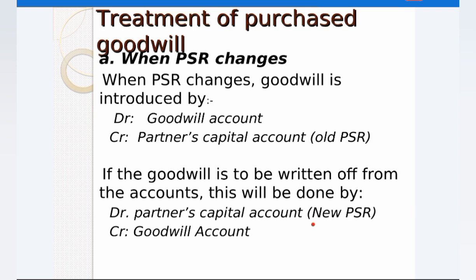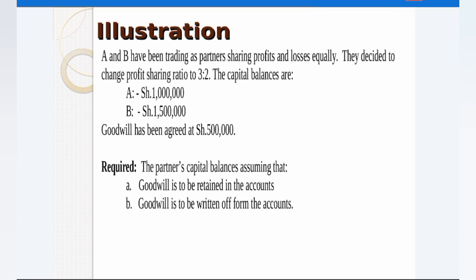So when you are introducing the goodwill, you use the old profit sharing ratio. When you are writing it off, then you use the new changed profit sharing ratio. That is why for the part that is to be written off, you will debit the partners' capital accounts with the new profit sharing ratio and credit the goodwill account, of course, with the amount that has been written off. Then we have a simple illustration to show how we treat goodwill in the books of accounts.